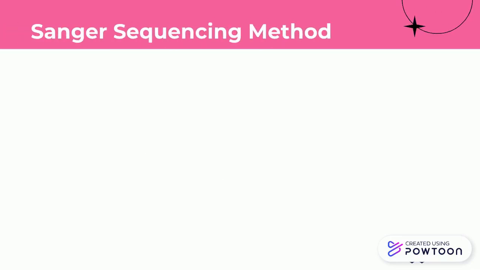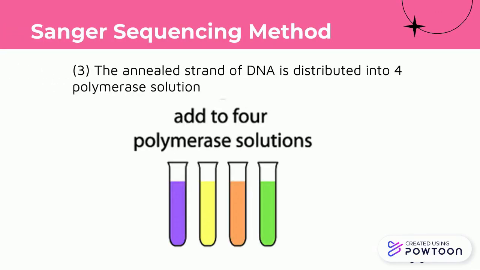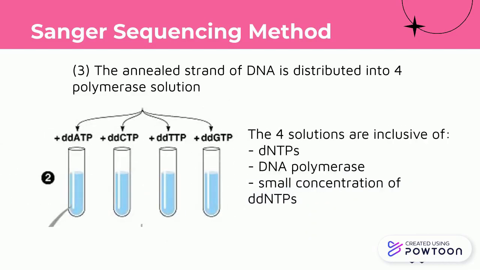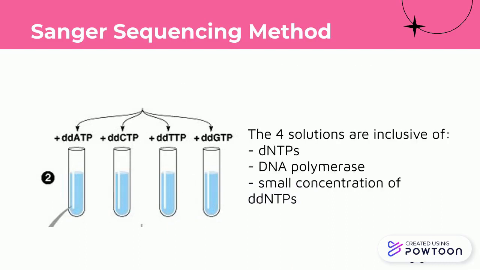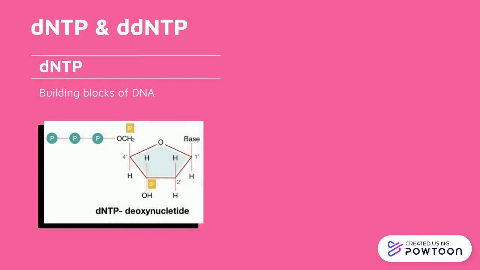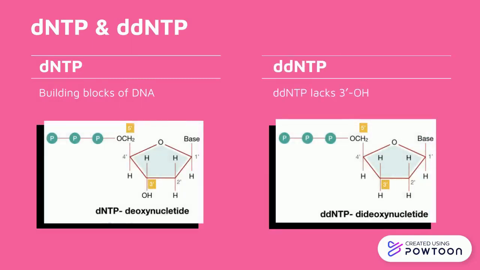After that, the annealed strand will be distributed into 4 different polymerase solutions that include dNTPs, DNA polymerase, and a small concentration of ddNTPs. So dNTP and ddNTP are building blocks of DNA, except ddNTP lacks 3'-OH, which terminates the transcription by DNA polymerase. So the DNA chain will be terminated without the 3'-OH. ddNTP will stop the DNA polymerase reaction.